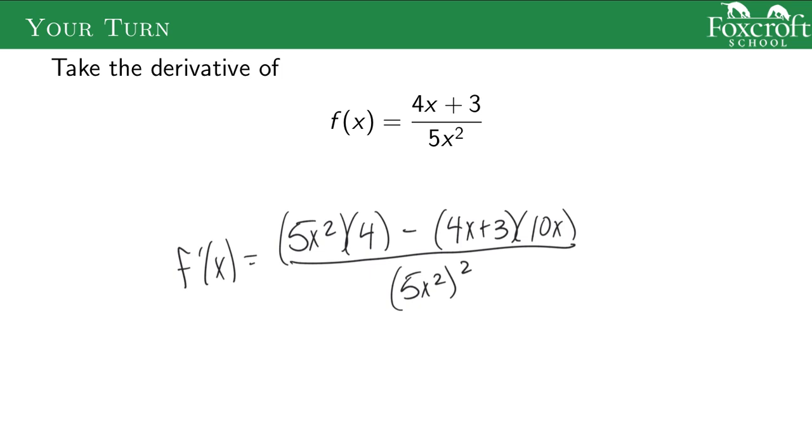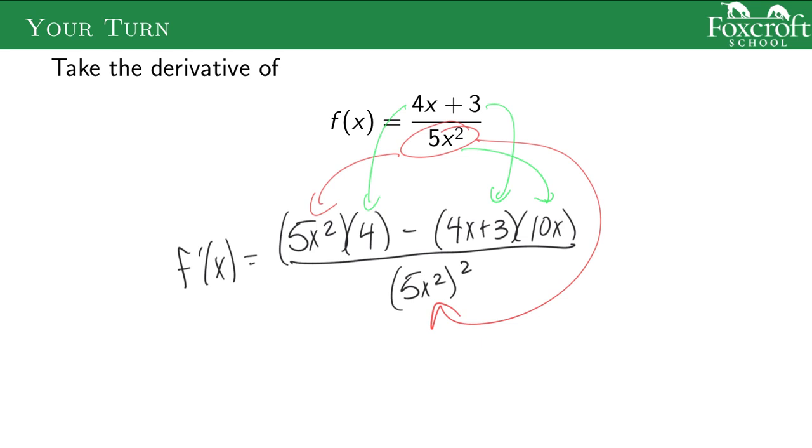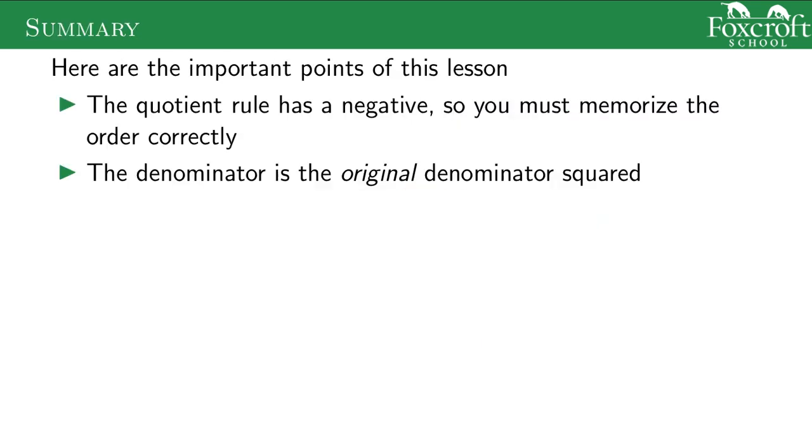All right, here's the answer I came up with. Again, original top function goes there and there. And you just follow the pattern, the other derivative, the other original, the bottom derivative. All right, if you're just following that pattern, you can do the quotient rule. All right, so here's the important stuff again. The quotient rule has a negative in it, or subtraction sign. So you got to remember the order correctly. All right, and also in the denominator, it's the original denominator squared.